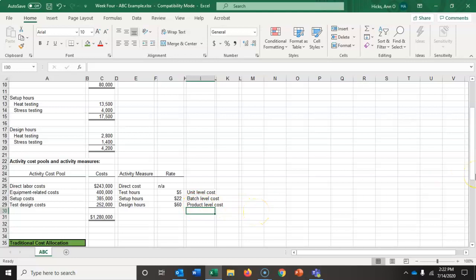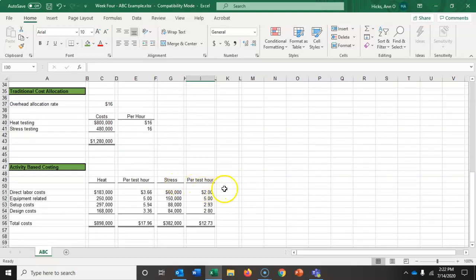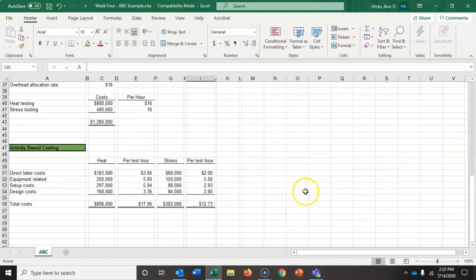Perhaps more design costs go into the heat test than the stress test, or vice versa. Okay, so let's look at a recalculation of the cost allocation under activity-based costing. Down here I have our 4 categories: direct labor, equipment, setup, and design. And then I have heat and stress. And then I've added a column. I want to calculate for each the cost per test hour, because that'll help us understand the differences between the traditional approach and the activity-based approach.